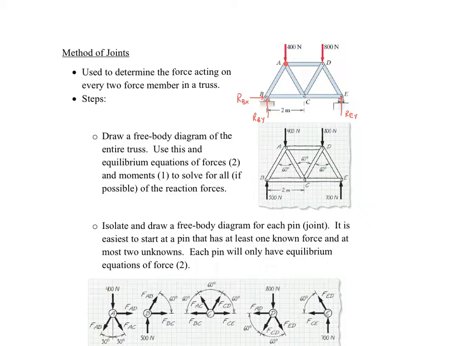Now, this is called a simply supported structure, when you have a pin joint on one side and a roller on the other. Simply supported is the phrase you'll hear in engineering classes.